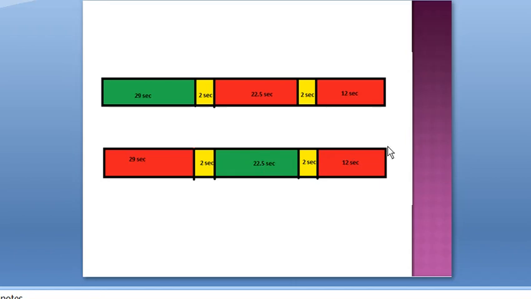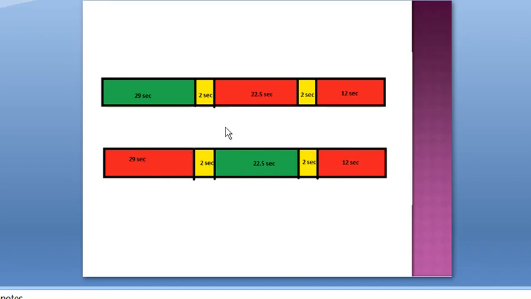Okay, so from the end we can provide the pedestrian crossing time as 12 seconds, and we can provide 2 seconds as the amber. Here the green time is calculated as 22.5, and from that we can mark 2 seconds, and the remaining portion will be the red time. We can calculate it by subtracting the sum from 67.5, and that is 29 seconds. Okay, this is the procedure of drawing the phase diagram.